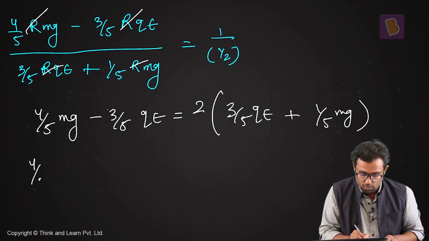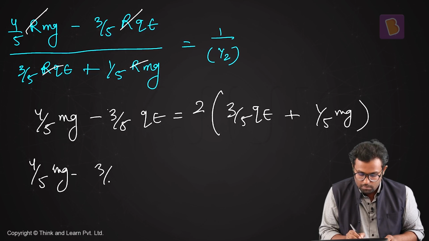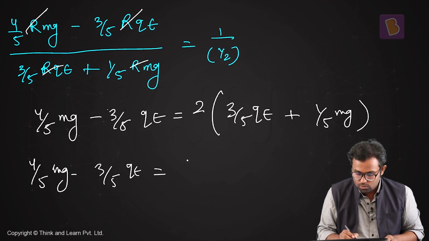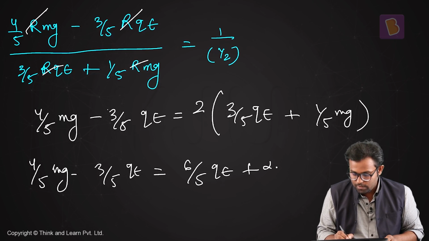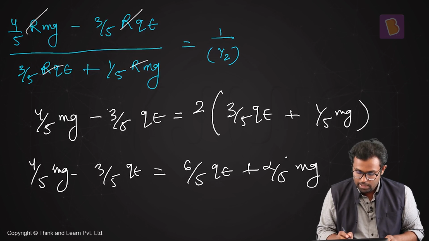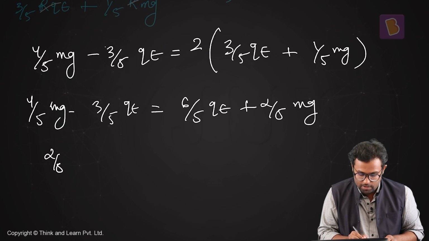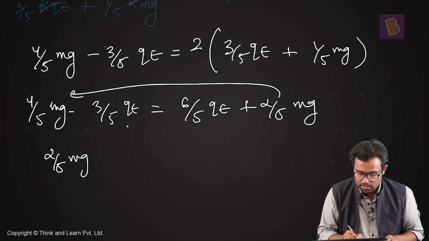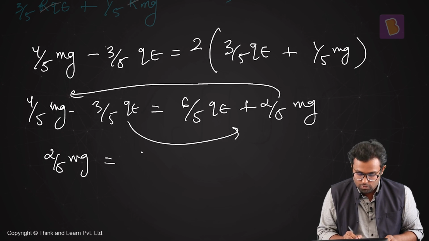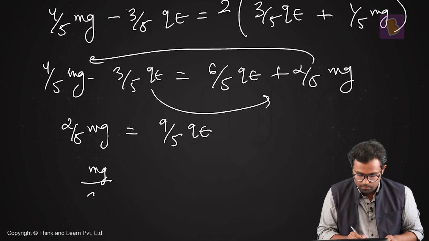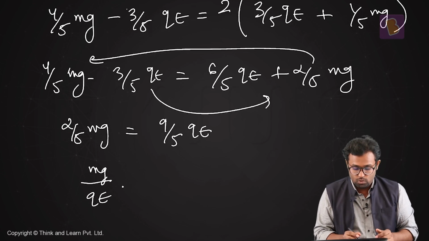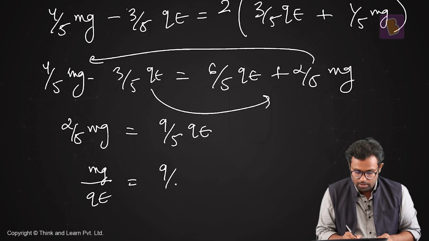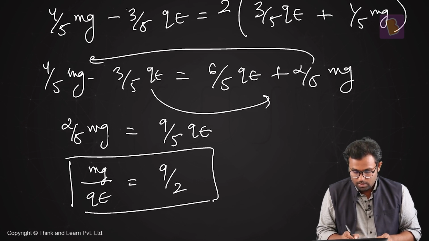This becomes 4 by 5 mg minus 3 by 5 QE equal to 6 by 5 QE plus 2 by 5 mg. Taking mg on this side and QE on that side, this becomes 2 by 5 mg equal to 9 by 5 QE. So mg by QE, the ratio of the gravitational force to the electrical force, comes out to be 9 by 2, and that is option number A.